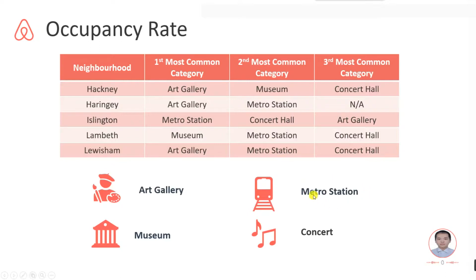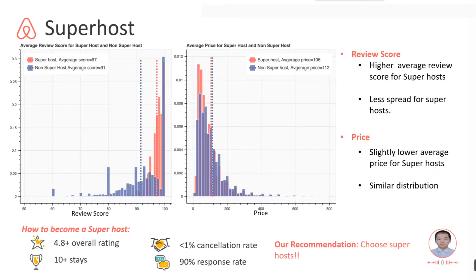Firstly, almost all of them are very convenient in terms of location, as they are very close to the metro station. Secondly, those areas are surrounded by abundant artistic facilities like art galleries, museums, and concerts. We would recommend those areas to users who love art and music and remind them to book as early as possible.